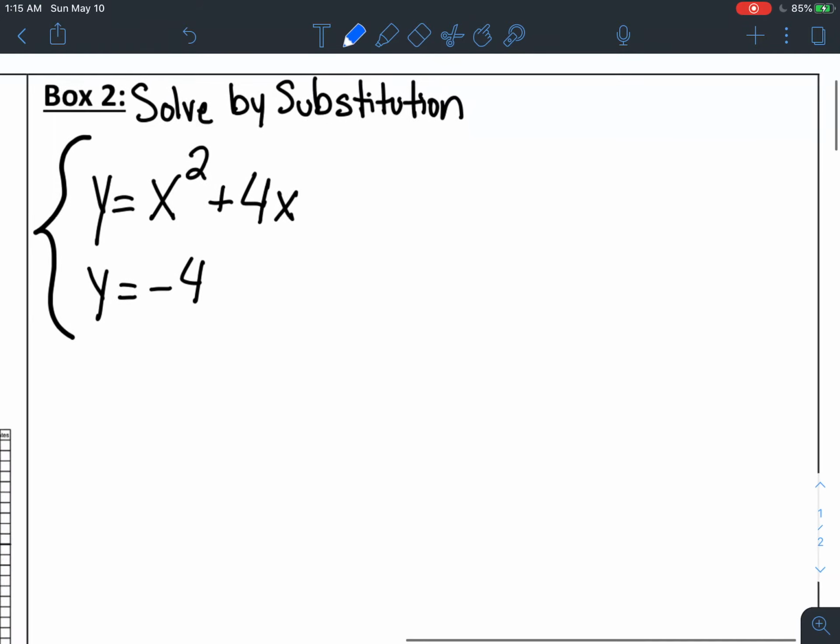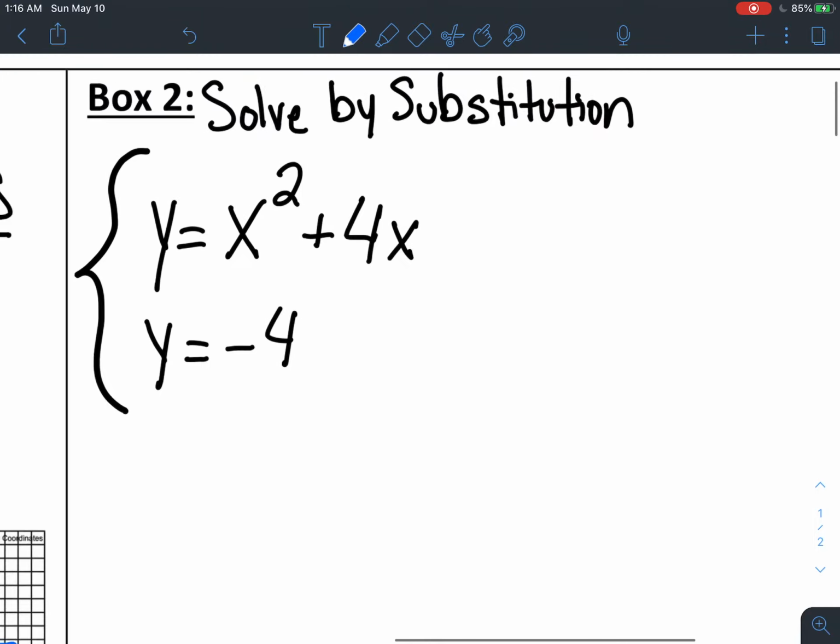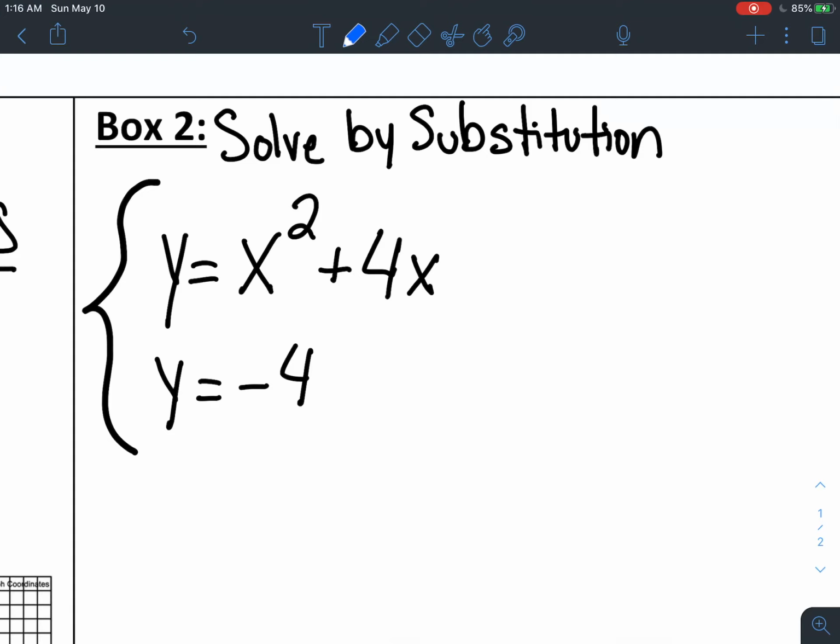All right, so jumping into box 2, solve by substitution. If you forgot from back in chapter 5, for solve by substitution, we're going to take something that I know is equal in one of my equations and replace that variable in my other equation. So in this case, I do have two options on how we handle it, but the obvious one to me is in my bottom equation.